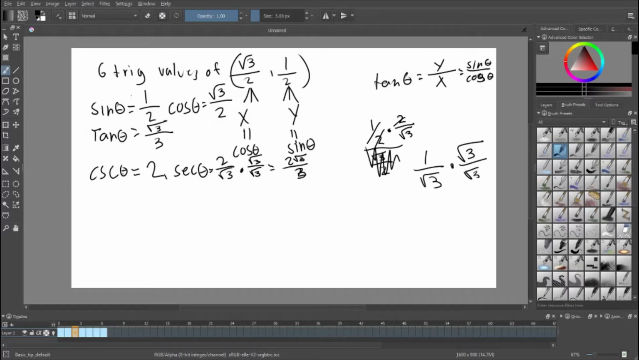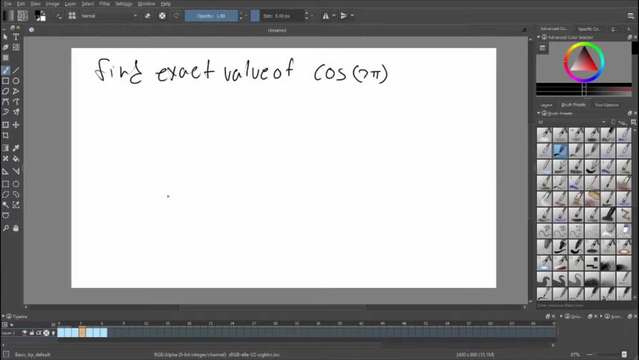Then for cotangent, it's kind of really easy. So cotangent theta is equal to, remember when we rationalized this, right? Well, scratch this part out now and just take this part and flip it over, and so now we're left with square root of 3. Okay, I'm sorry for the messy handwriting, but I was raised with it.